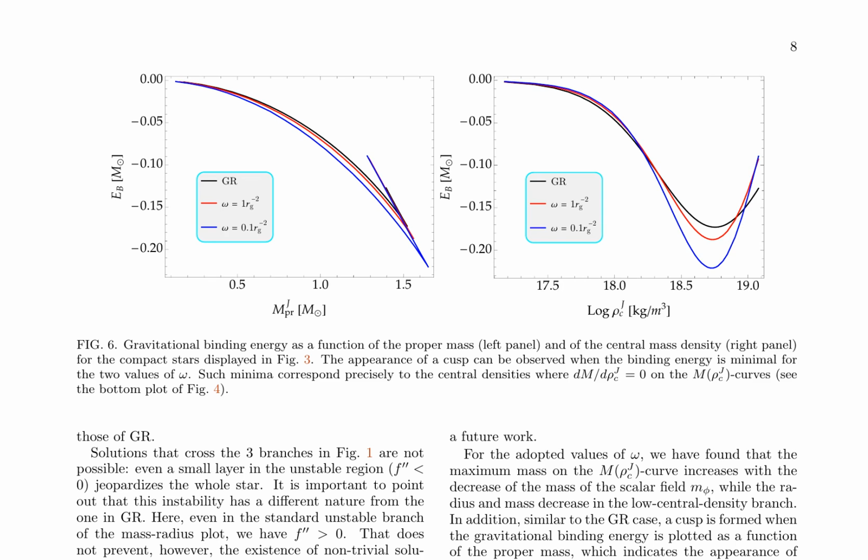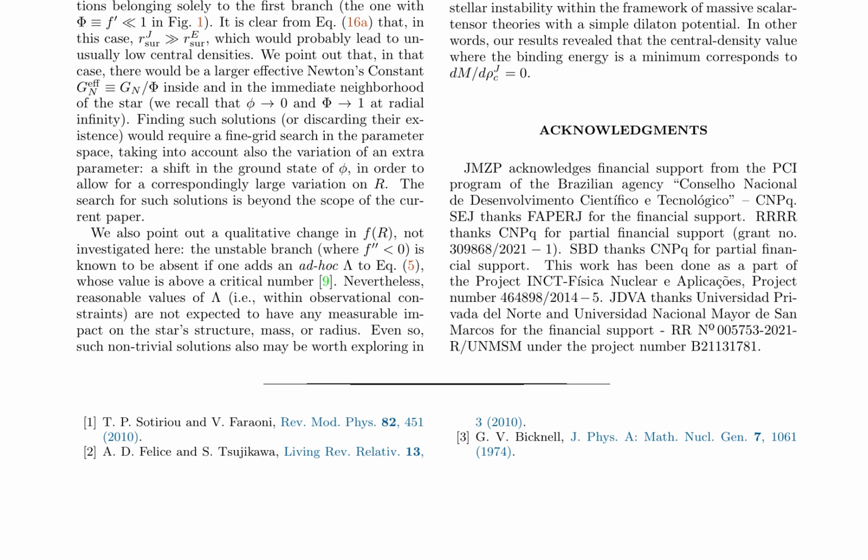Phi is defined as f much less than 1 in Figure 1. In this case, the solution would likely lead to unusually low central densities. The authors suggest that this would result in a larger effective Newton's constant. G_eff is defined as G_N times phi, inside and near the star.